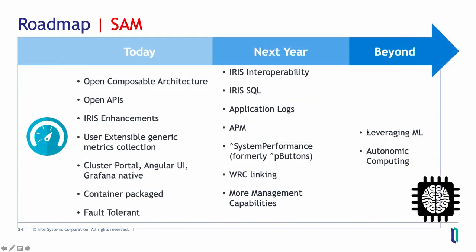So just a little bit of a roadmap. SAM is targeted for 2020.1. We started with the open architecture. We want it to be composable, open, and leverageable so it can be plugged in with any of your tools or even a new SaaS service option.